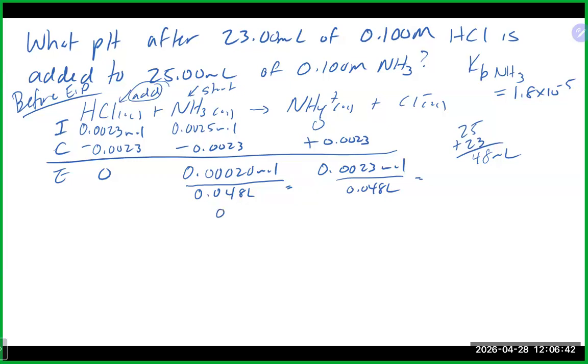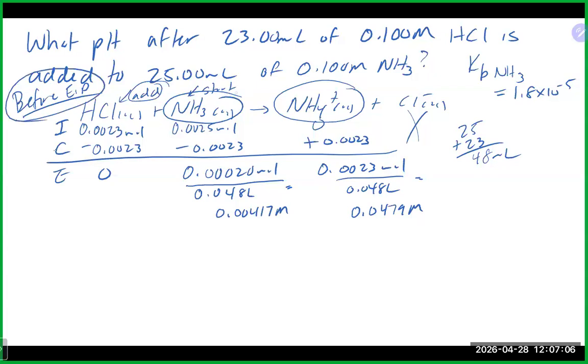Looks like 0.00417 and 0.0479 molar. At this point, if you're not sure what's going on here, we don't have any of that to worry about because that's neutral. We have NH4 plus and we do have NH3. And knowing that I'm before the equivalence point in this type of titration, that should remind me that, oh yeah, that's a buffer, right? That should be happening at this point.